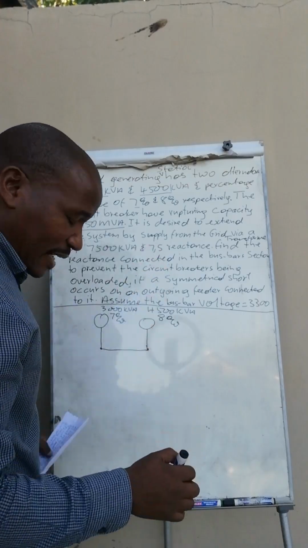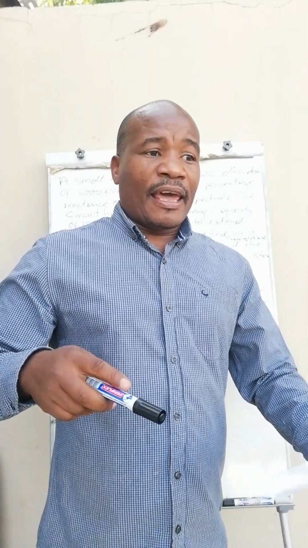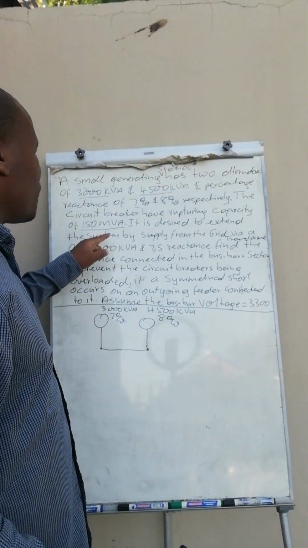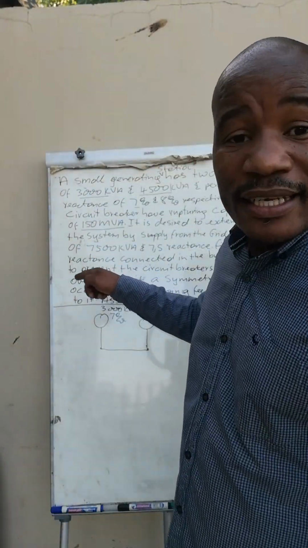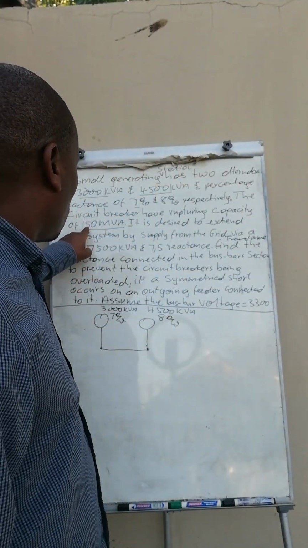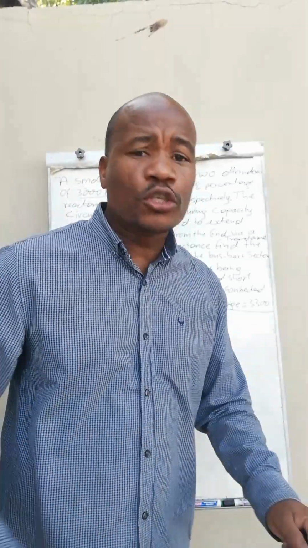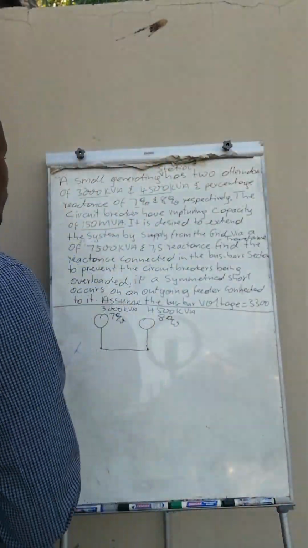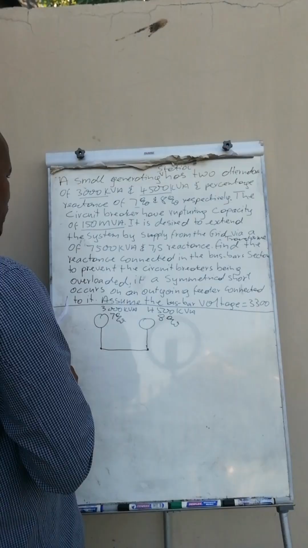The circuit breakers have a rupturing capacity. We did circuit breakers at the university. The rupturing capacity is the maximum short circuit fault that the circuit breakers should withstand. It means those circuit breakers are rated to interrupt a fault of 150 MVA, not more than that. Very, very, very important.